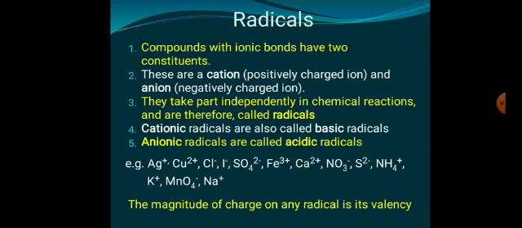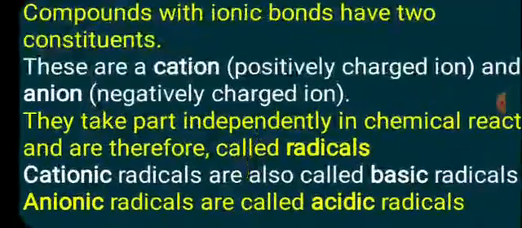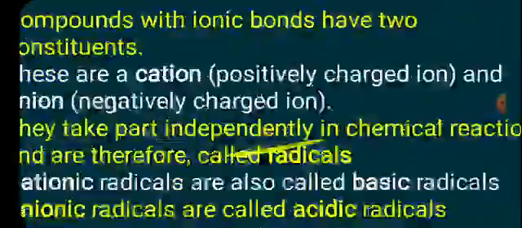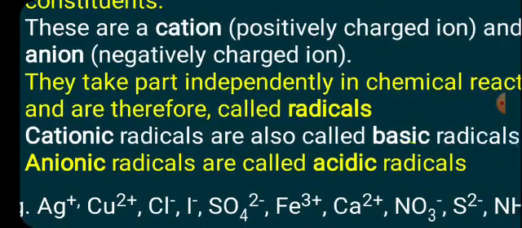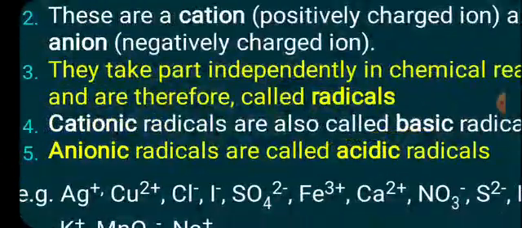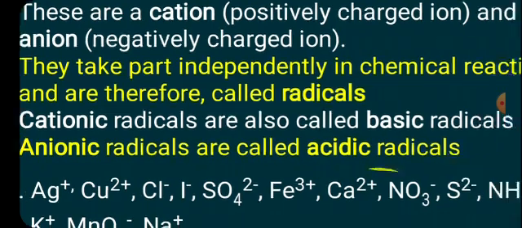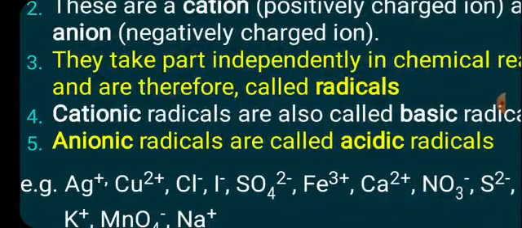Let us summarize few points regarding radicals. Compounds with ionic bonds have two constituents. These are a cation, positively charged ion, and anion, negatively charged ion. They take part independently in chemical reactions and are therefore called radicals. So radicals are the ions which are taking part in chemical reactions independently. Cationic radicals are also called as basic radicals and anionic radicals are called acidic radicals.